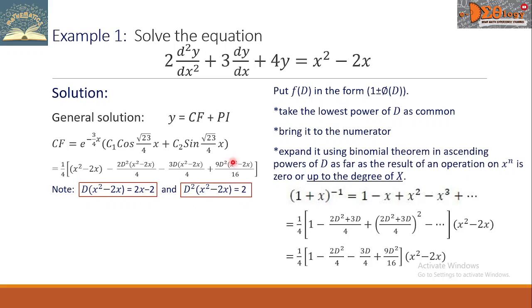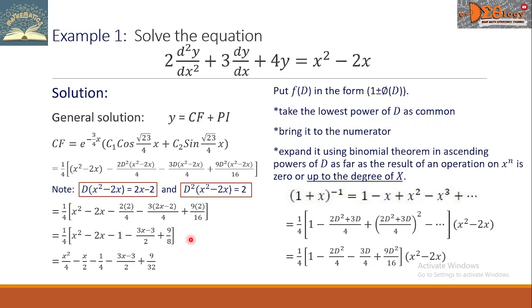Substituting the corresponding values in here, we have now this expression. And then let us simplify further some of the terms. This 2 times 2 over 4 will be 1, and the 9 times 2 over 16 is simplified into 9 over 8. Next thing to do, this constant 1/4 will be multiplied to each of the terms of the grouping symbol. So we have like this.